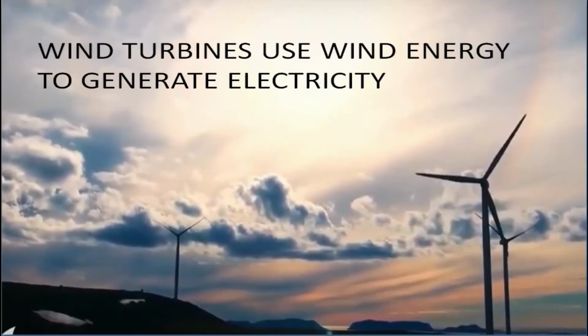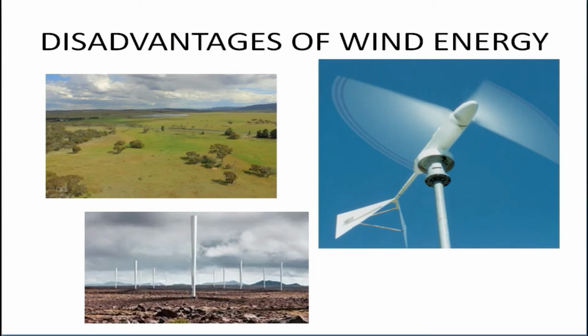These are wind turbines. Turbines are actually huge fans which are used to generate electricity. Wind turbines use wind energy to generate electricity. Using wind turbines also has certain disadvantages. You need large areas of land to set the turbines. Plus, you need windy areas. This means the turbines are set in windy areas. You cannot use turbines in areas where there is no wind.